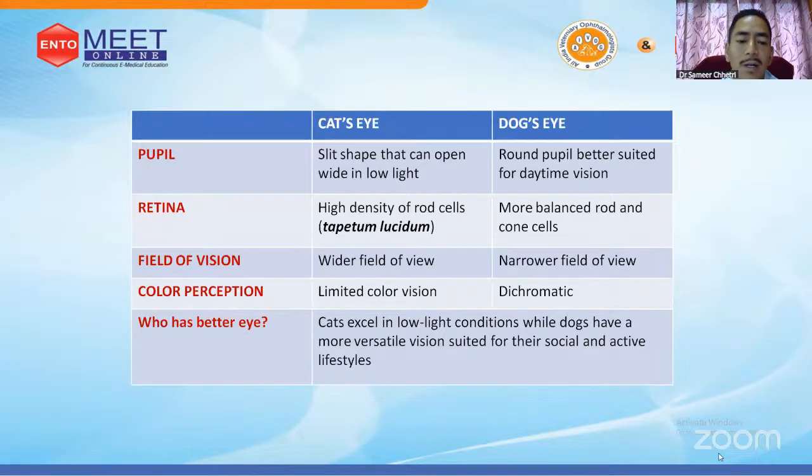For example, a cat's eye is more efficient and more effective in low light conditions, making them a predator in dim light. And the dog's eye has a more versatile vision suited for their social and active lifestyles.